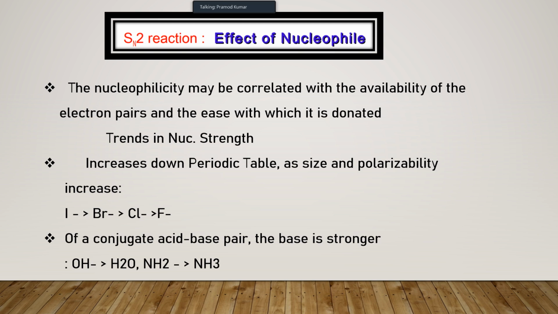Of the conjugate base pair, bases are stronger. So now you take a hydroxide ion, OH minus. Its conjugate acid is water. So your base is stronger than your corresponding conjugate acid. So NH2 minus is more basic than your NH3 conjugate acid, which is why your NH2 minus will be more nucleophilic than your corresponding ammonia. Similarly, hydroxide will be more basic and nucleophilic than your corresponding water molecule. Please remember this thing.